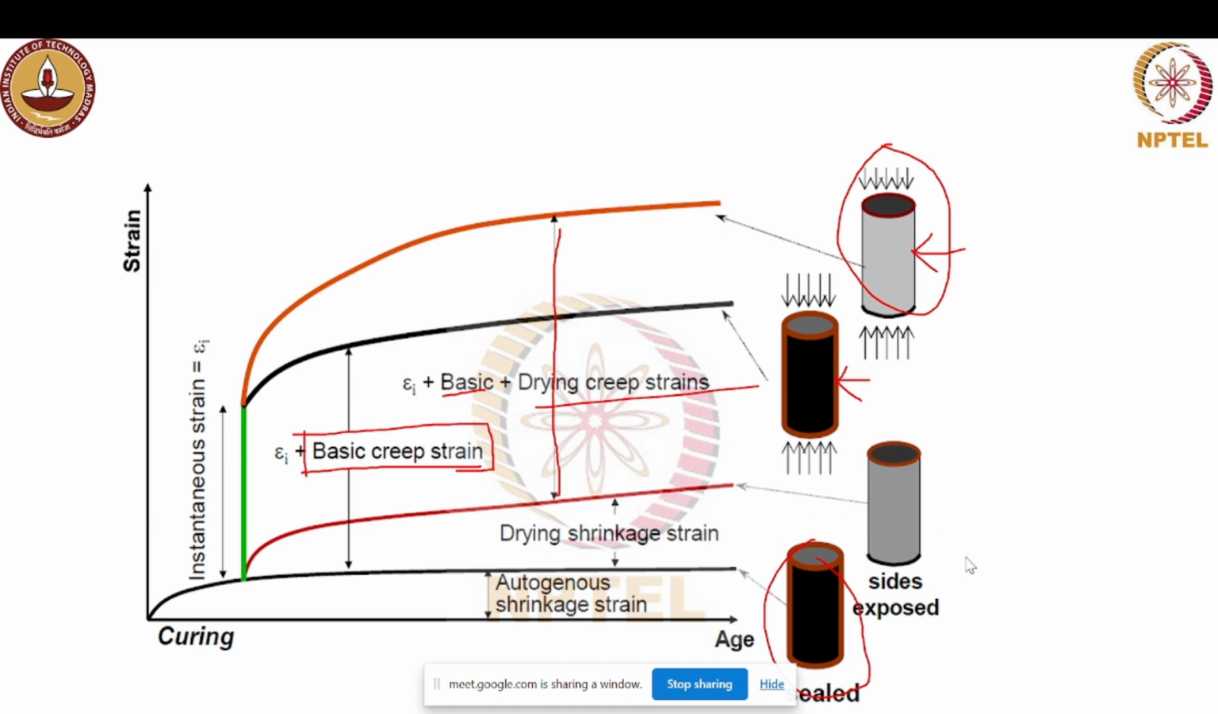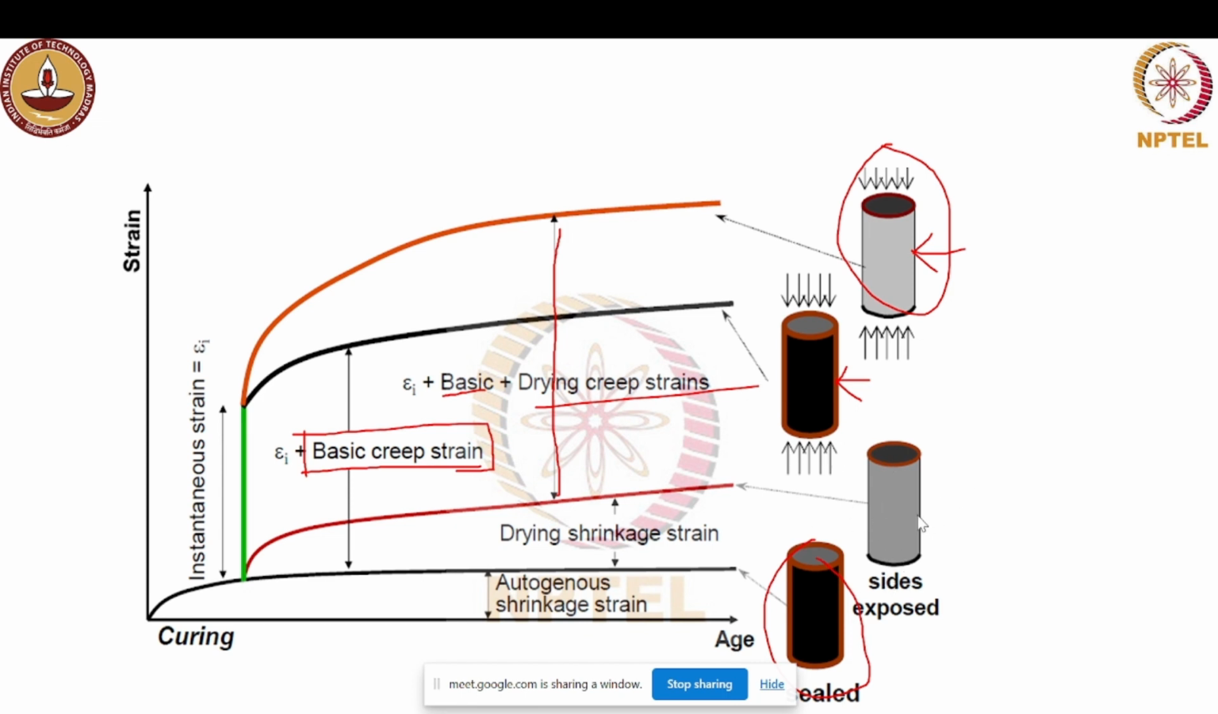Not exactly clear, ma'am. What is not clear? Please tell. Completely? Should I explain again? Explain to me, please, ma'am. Sure. Firstly, we will see the graph only. The graph is between strain versus curing time, age time. Okay. So, we have 2 cases. First, we are sealing it from the sides and keeping the top and bottom surface exposed. In the other case, we are sealing it from top and bottom and the sides are exposed.